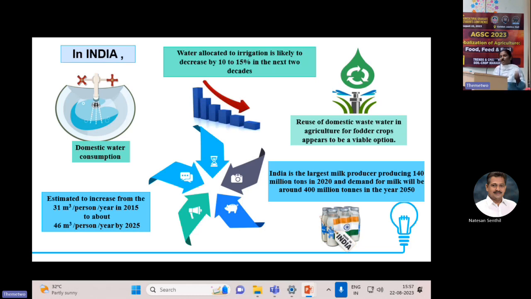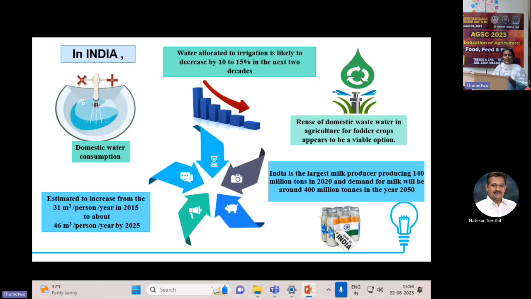And for this evolving issue, we are using the domestic wastewater for irrigation purposes. I am focusing only on fodder crops, not food crops, because when we take sewage irrigation, there will be a lot of heavy metal contaminants. If we go for irrigation with sewage without treatment, there is a possibility of accumulation of heavy metals in the food crops.